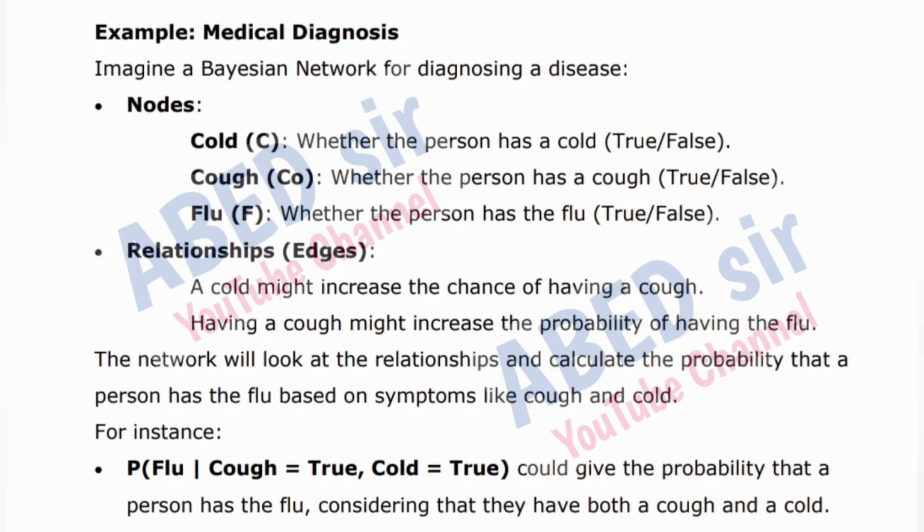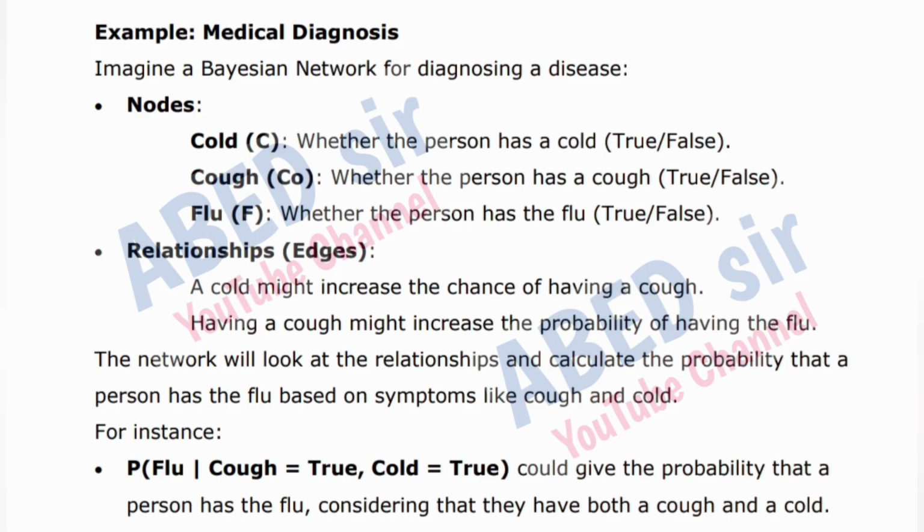Cough: whether the person has a cough, true or false. Flu, F: whether the person has the flu, true or false. Relationships, edges. A cold might increase the chance of having a cough. Having a cough might increase the probability of having the flu.